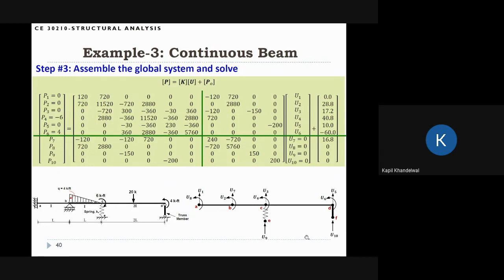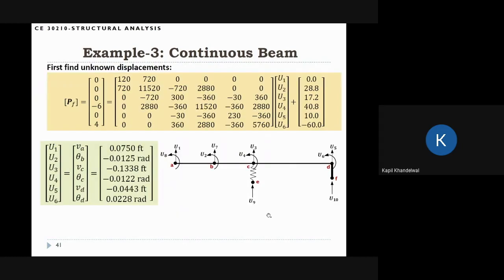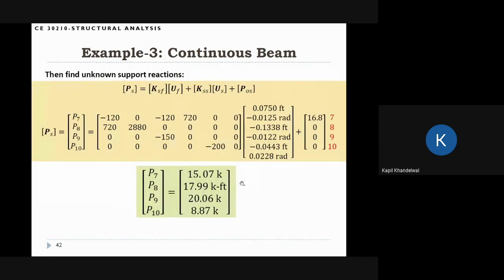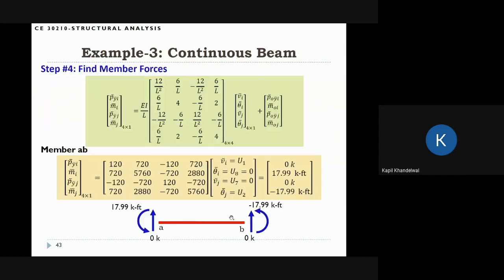P7 is the vertical reaction here, P8 is the moment here, and P9 and P10 are the vertical reactions at E and F. So we can do the algebra and get the support reactions, and these are the numbers that we'll get. You can see that P7 is in kips. Again, we have to be careful with the units. The first is the vertical reaction, that is kips. P8 is the moment, so the unit is kip-feet. P9 is a vertical reaction, in kips, and P10 is a vertical reaction, the unit is kips. So always be consistent with the unit system.